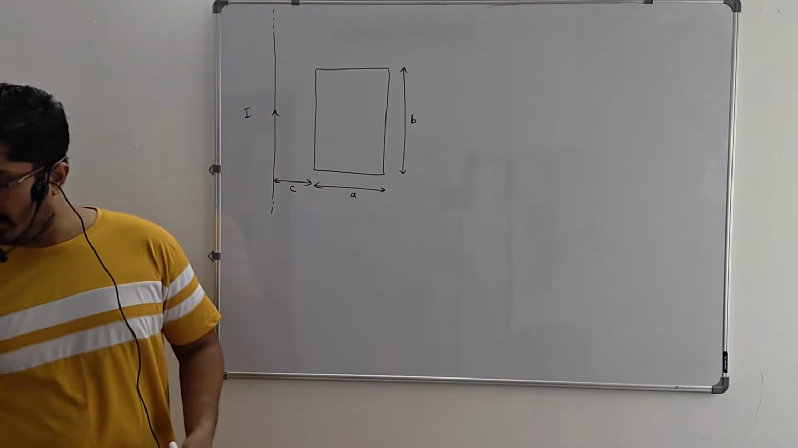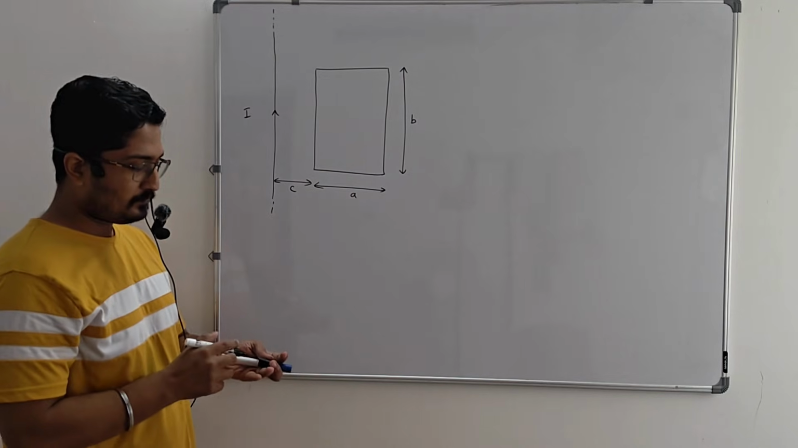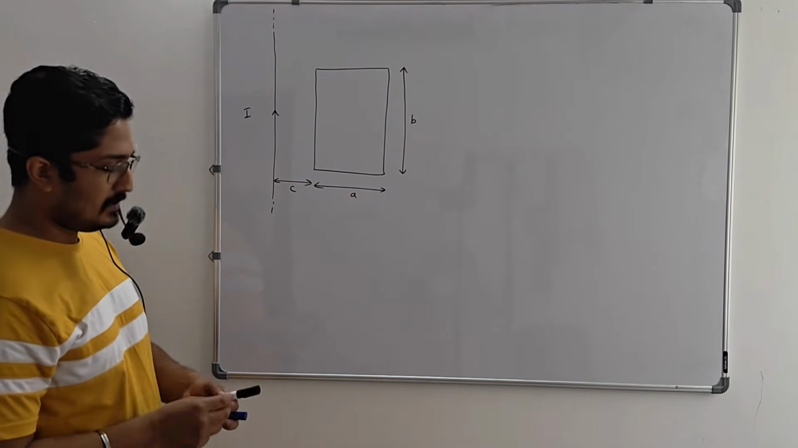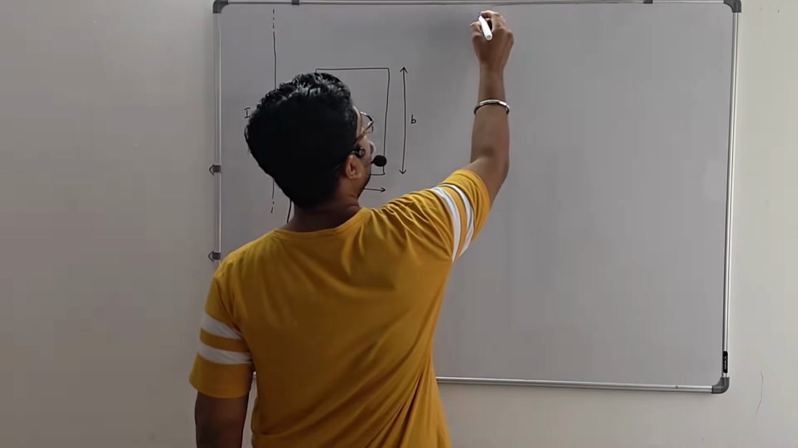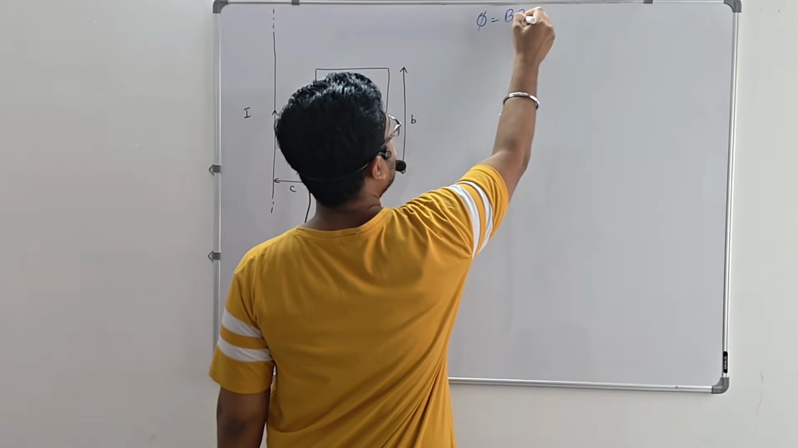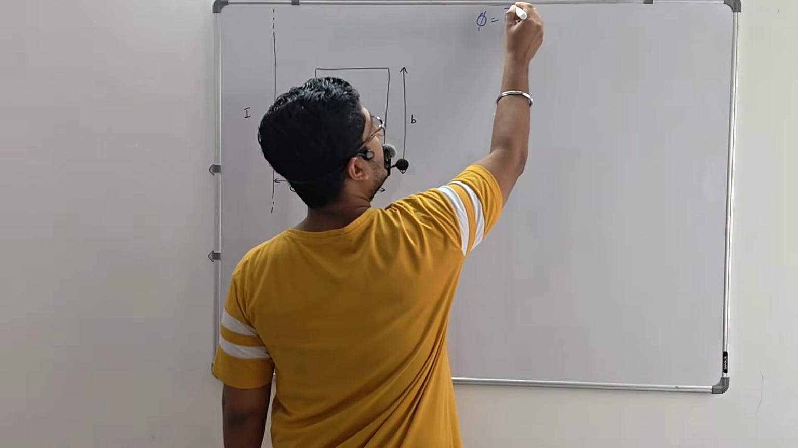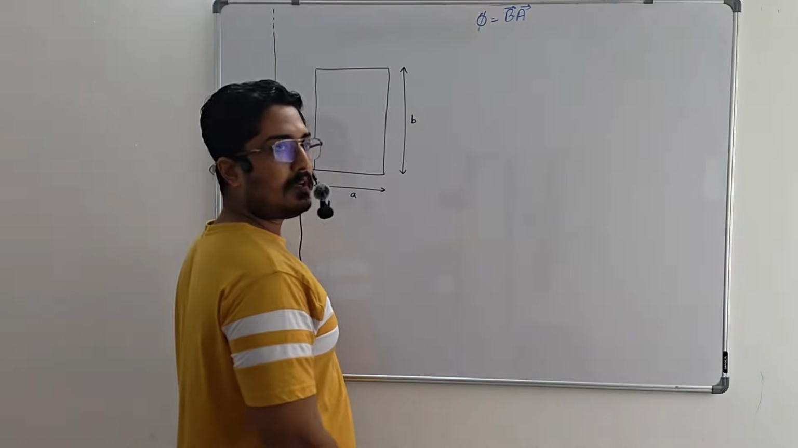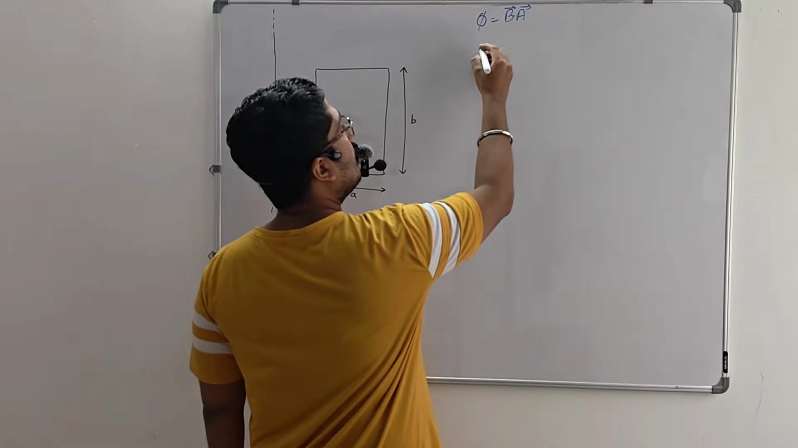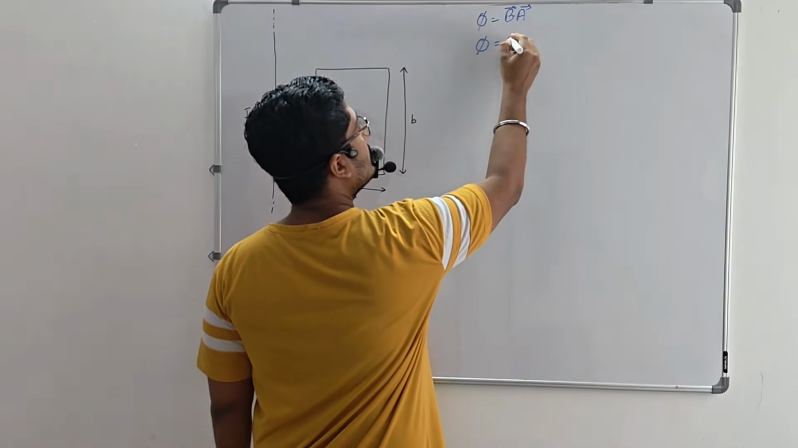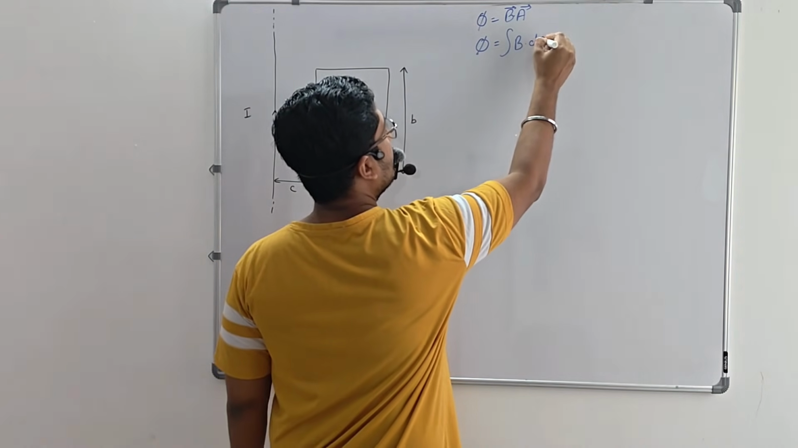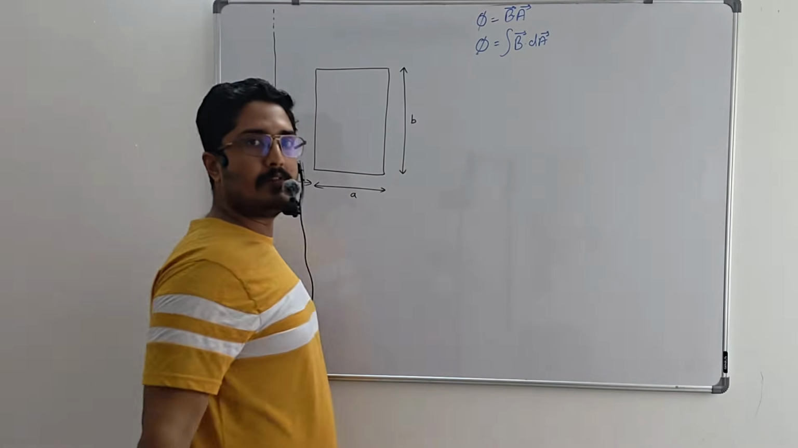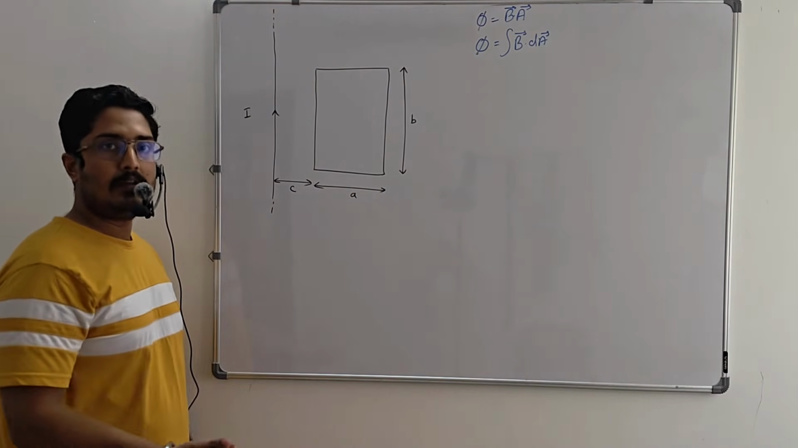Now using this, we have to find out the flux that is passing through this coil. Now finding flux is very easy. I think all of you know the general formula that flux is equal to B into A. The vector formula would be vector B dot vector A. But there is another formula, which is the integration of B dot dA. We generally use this formula whenever the magnetic field is variable, right?